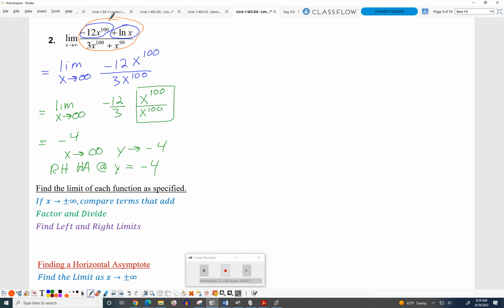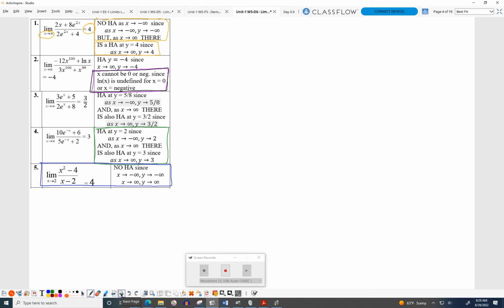So the answer to this problem is there's nothing on the left-hand side. There's nothing to do. This is the complete answer. We're done. In the answers in the back, I don't recall what I put. Oh, here we go. X cannot be 0 or negative since natural log is undefined. So all we have is a right half horizontal asymptote.